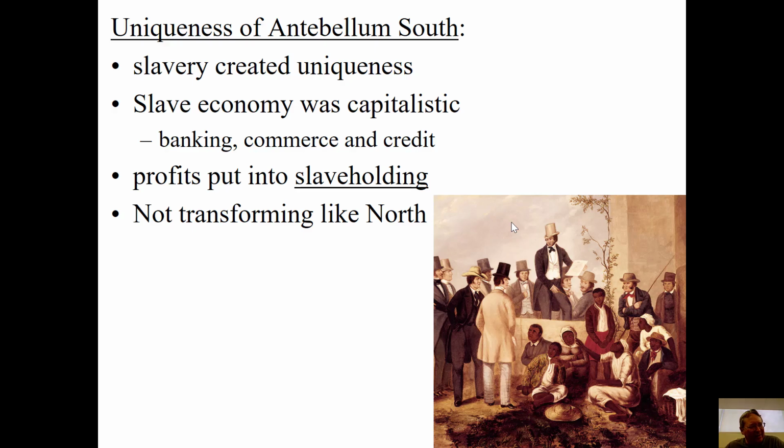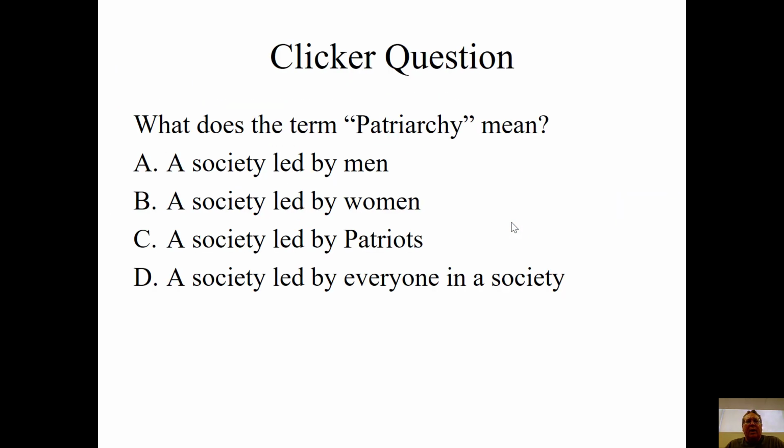So again, some changes happening here, right? Some divisions starting to appear here. Some cracks between what makes the South and the North the same are starting to appear, right? And of course, one of the things we want to note here is how these Southerners, these plantation owners, really see themselves. And it comes back to that word I mentioned earlier, paternalism or patriarchy. And now keep in mind what that means.